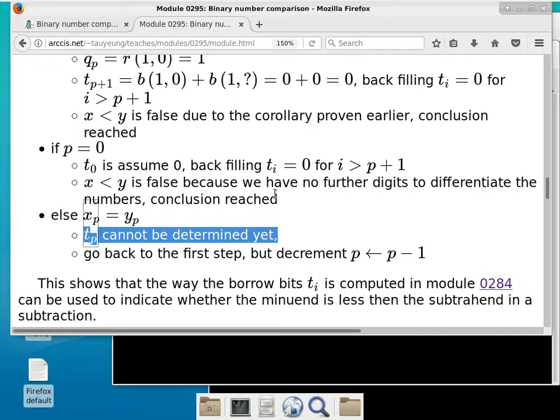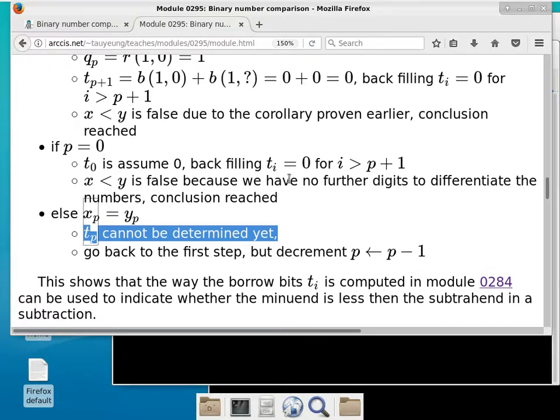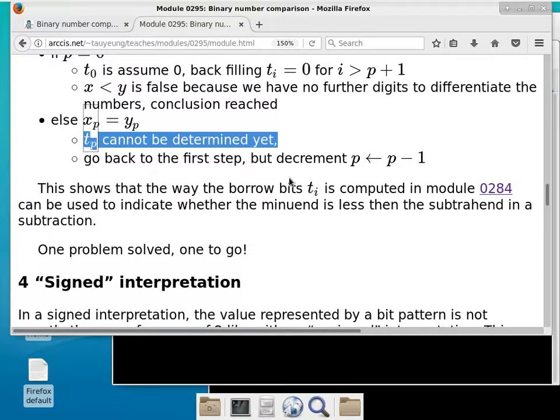So what can we do? Well, we decrement P by 1 and then start to go for the next bit and go like, can we differentiate these two numbers with the next bit? So the whole cycle starts again. Is that okay? So this kind of helps to explain how we can tie in the original logic of a multi-bit comparison with what we know about subtraction and borrows, which proves that the borrow bit can indeed be used to indicate whether the middleend as an unsigned value is less than the subtrahend as an unsigned value.